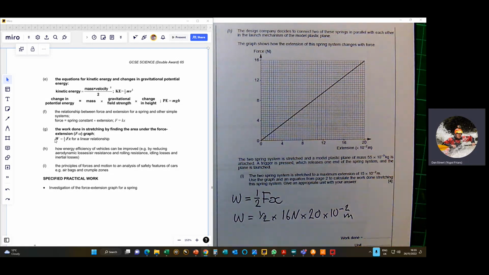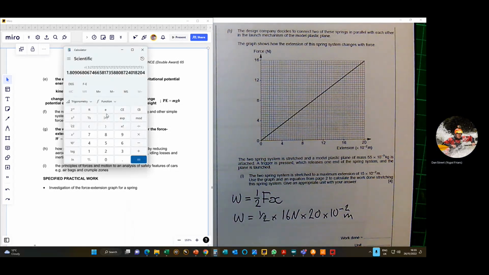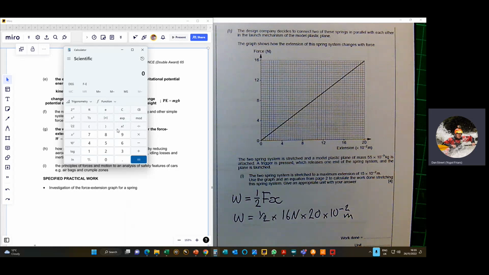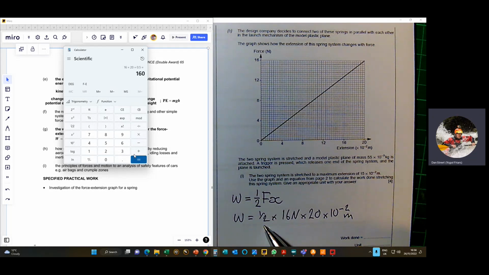Okay, and if we put those values into our calculator, we've got 16, which is the force, times 20, which is the extension, times 0.5, which is the value here, half.